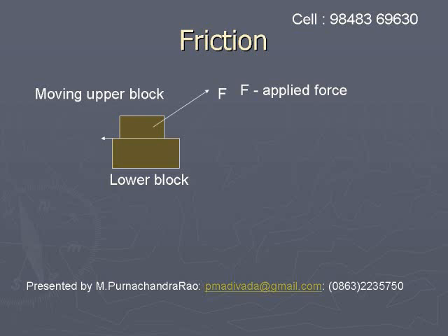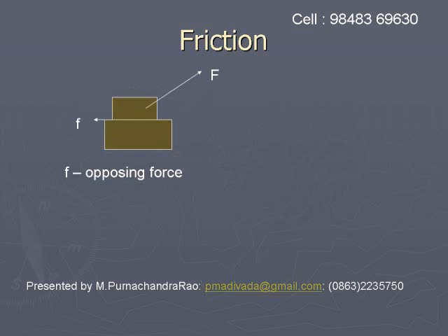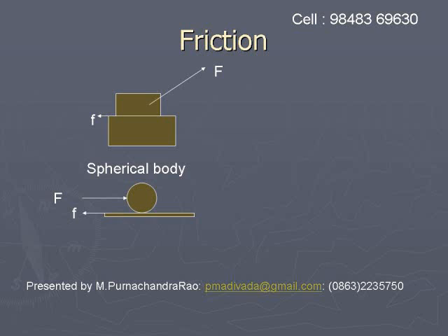Left upper figure indicates a block moving on another block by applying a force capital F. By applying a force capital F, the upper block moves over the lower block. But the motion of the upper block is opposed by a force acting to the left. This force is known as frictional force.